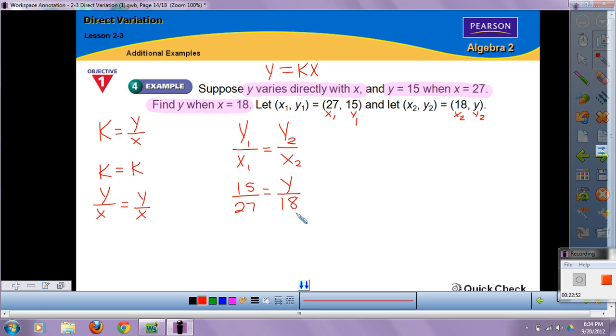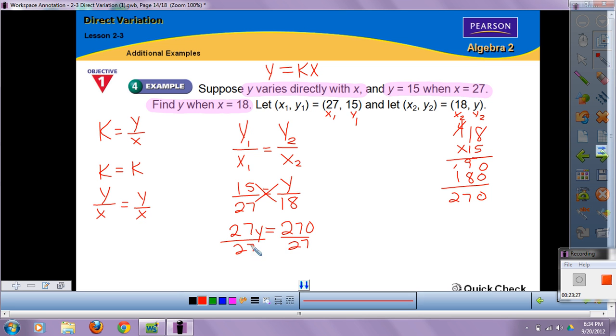Now reach back. How do we solve proportions? I hope you said cross multiplication. 27 times y is 27y. 15 times 18: 5 times 8 is 40, carry the 4. 5 times 1 is 5, that's 9. 0 placeholder. 1 times 8 is 8, 1 times 1 is 1, 0, 17, carry the 1. 270. Oh, look at that. We're going to get a nice clean answer. How do you get y by itself? Divide both sides by 27. And y equals 10.